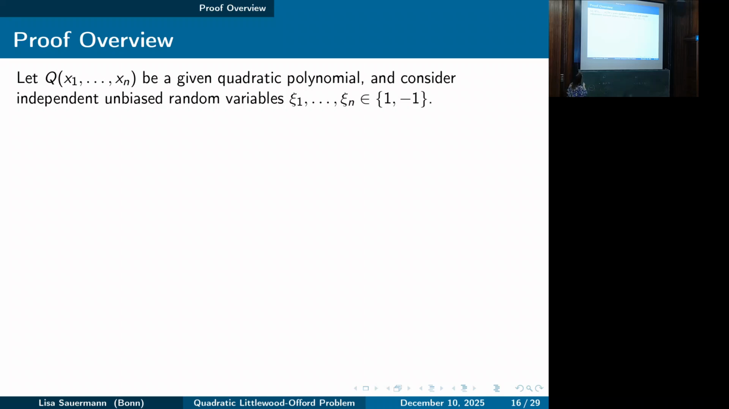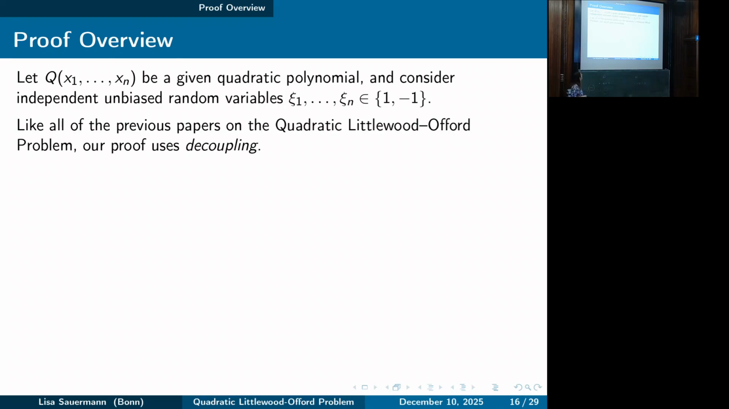So we are given this quadratic polynomial under these assumptions, which we'll also forget now because we'll forget all technical conditions here. We consider independent, unbiased random variables in 1 minus 1, and we ask what's the probability that the polynomial, if we plug those variables in, takes any particular value z. Like all of the previous papers on the quadratic Littlewood-Offord problem, our proof uses a technique called decoupling. I want to briefly explain what that is.